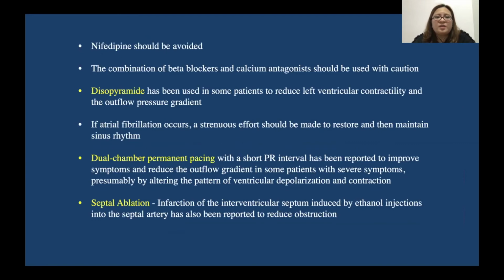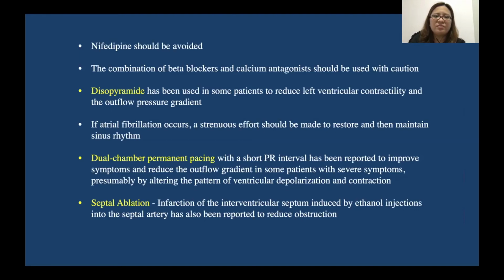Nifedipine should be avoided. And when beta blockers and calcium antagonists are used in combination, you should be cautious. And disopyramide has been used in some patients to reduce LV contractility and outflow pressure gradient.